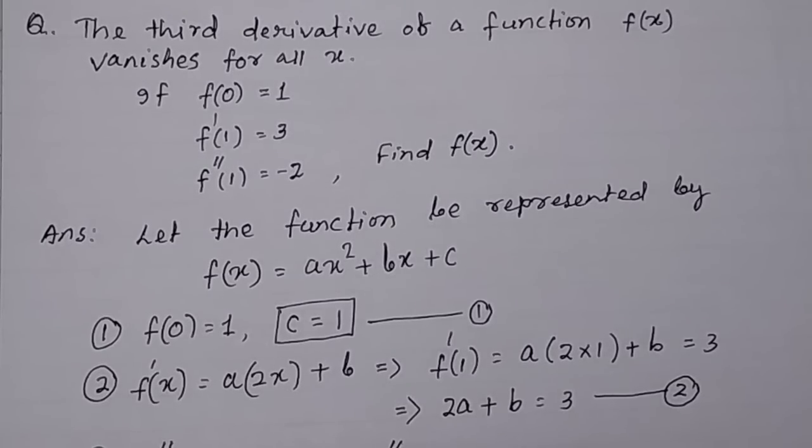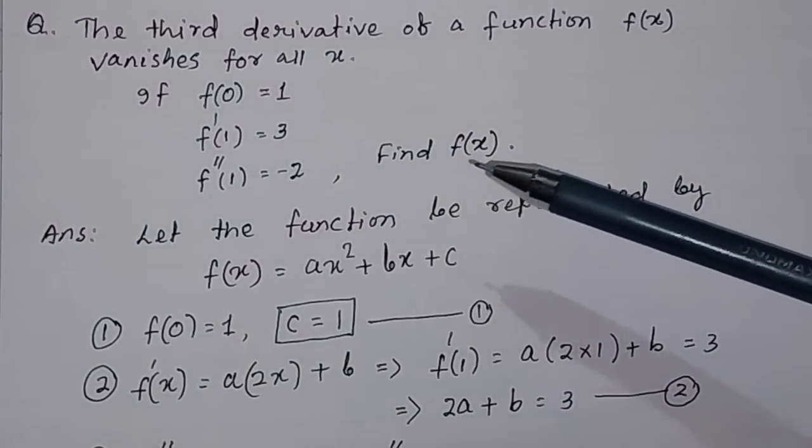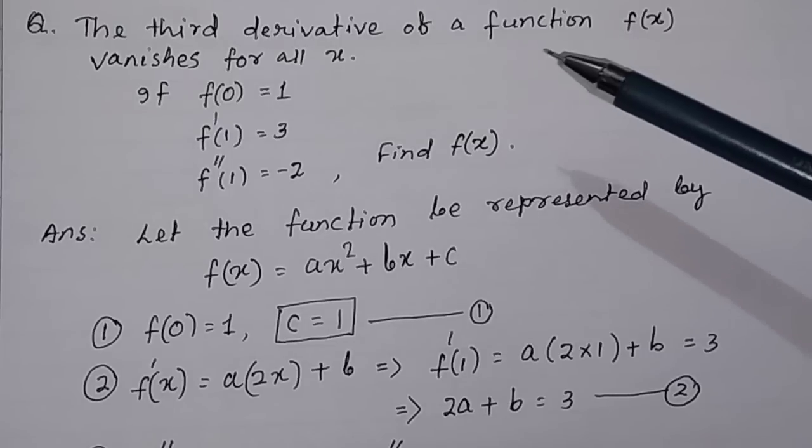The third derivative of a function f(x) vanishes for all x. The function at x equal to 0 is equal to 1. The first derivative of the function at x equal to 1 is equal to 3. The second derivative of the function at x equal to 1 is equal to minus 2. These three conditions are given, and you have to find the function.